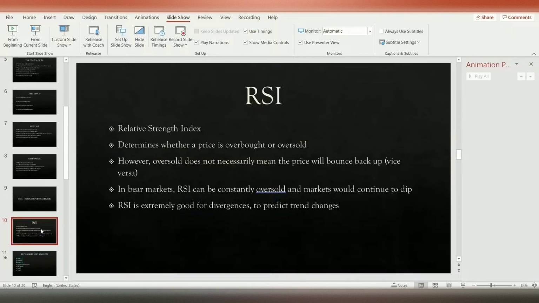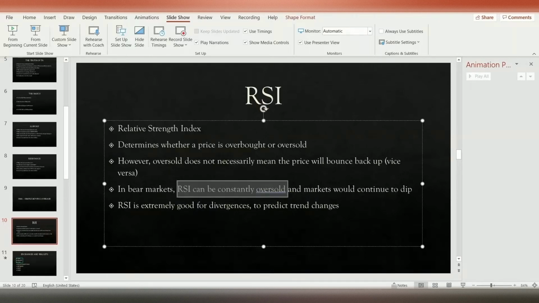However, oversold does not necessarily mean that the price will bounce back up. Vice versa. In bear markets, RSI can be constantly oversold and the price would still continue to dip. So if you use RSI as your only investment decision, then yeah, you lose a lot of money.